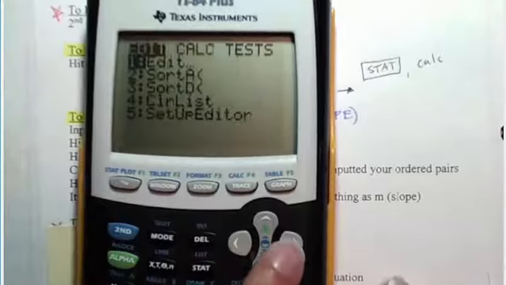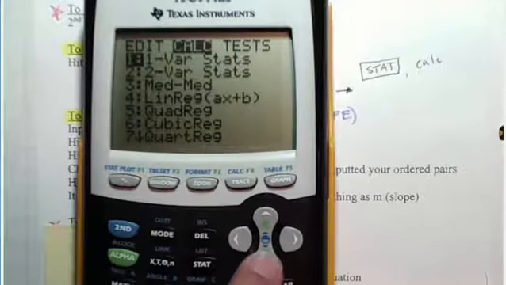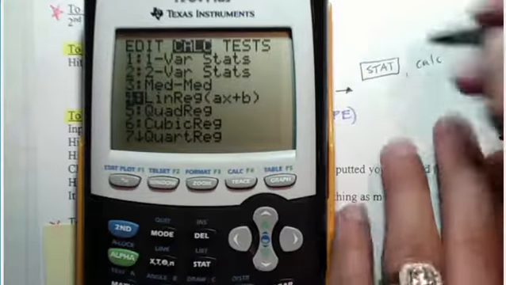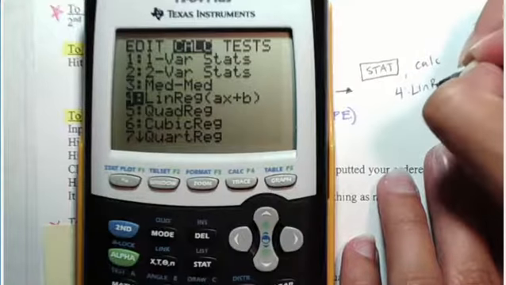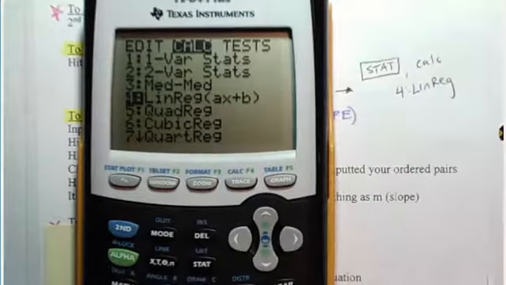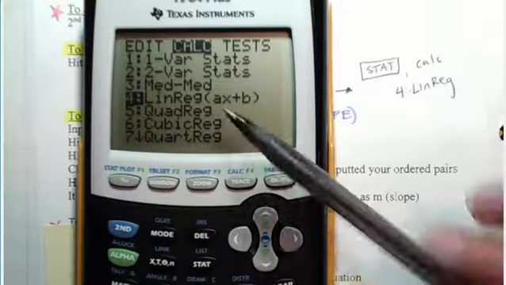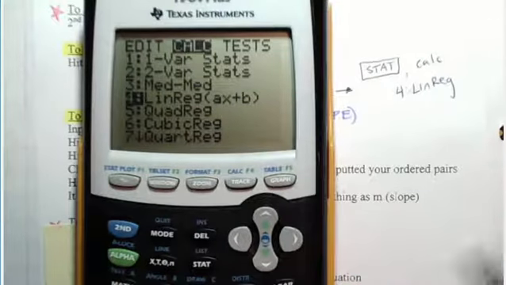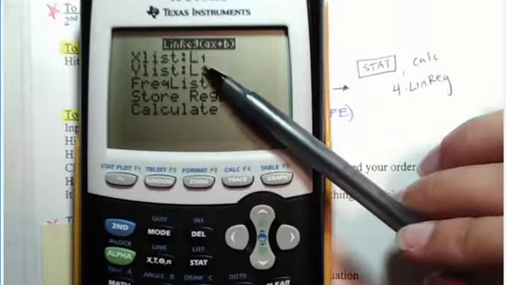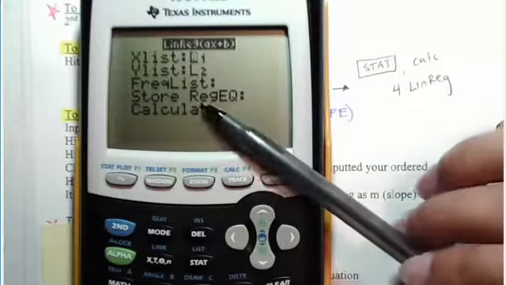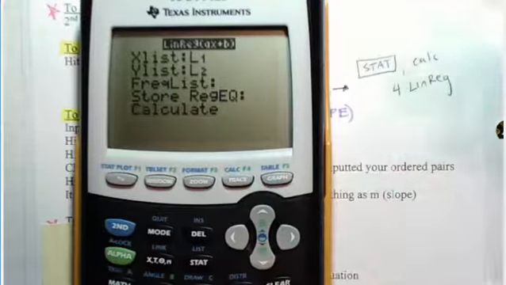So again, we had stat, looks like this. We're pushing over to the right for calc. And then we're going to go down to where it says LinReg. So I'm going to put LinReg, and that stands for linear regression. Notice it also has ax plus b. They use a instead of the m. So it's ax plus b. Push enter. This is just saying your L1s were your X's, which is true. Your L2s were your Y's, and we're going to go all the way down, so scroll down to calculate.